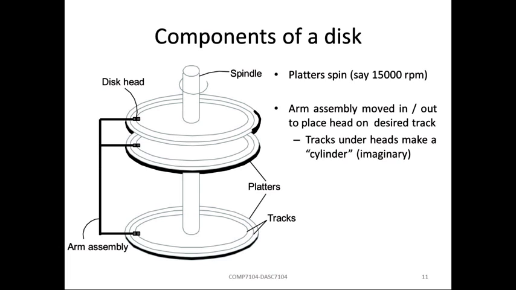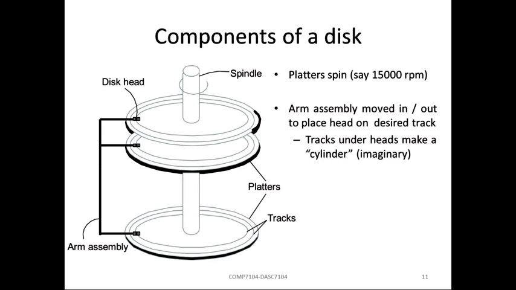We have many disks, maybe thousands of them, and we have an arm that has a reading head for each of the disks in our magnetic drive. These disks, we'll call them platters, and these platters will spin around this axis rather fast, for instance, at 15,000 rotations per minute.